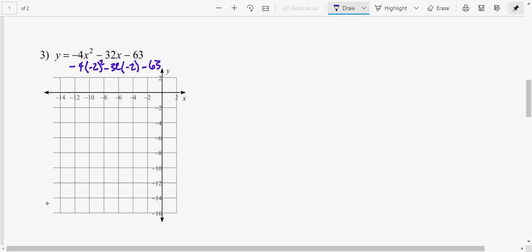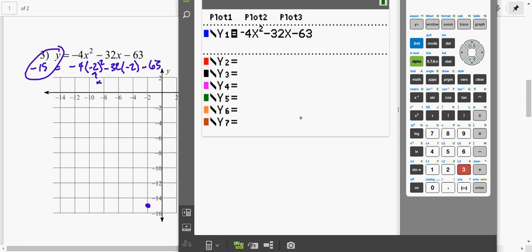So that would be -16, so that would be 48 minus 63 would be -15, and that would be one point. Equals -15. So -15 would be the y, and -2 would be the x, okay? That's a pain.